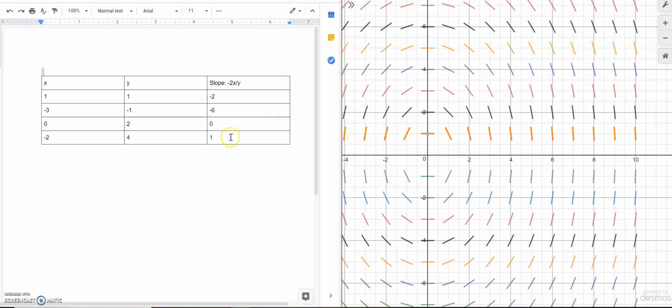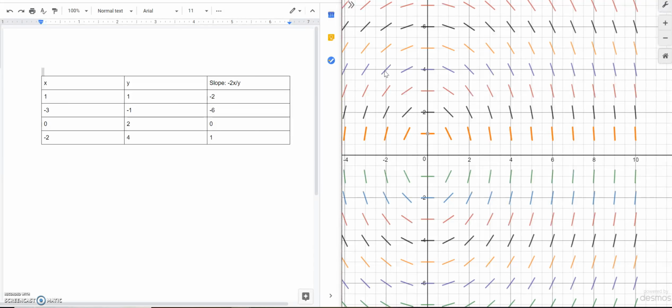And just an example of a slope that is 0, a common pattern: if you look at the y-axis, all the slopes are 0. So take (0, 2). The x coordinate is 0, the y value is 2, and negative 2 times 0 is 0, and 0 divided by anything is just 0. So you can see a horizontal line. And then at (-2, 4), negative 2 times negative 2 is a positive 4, and 4 divided by 4 is 1, and you can see a positive slope over here.